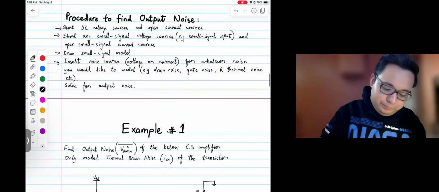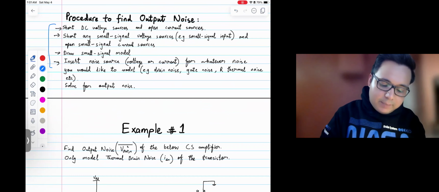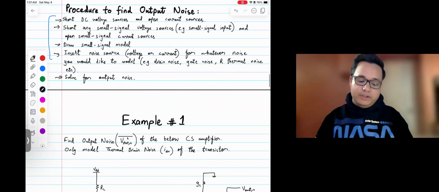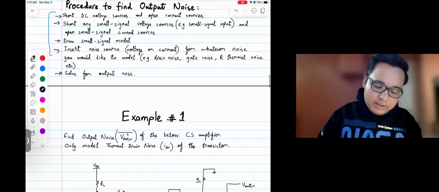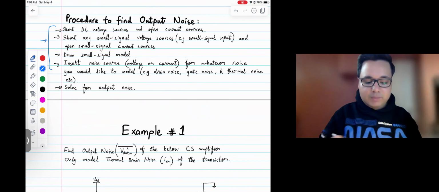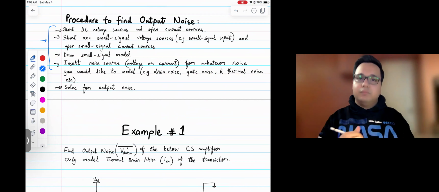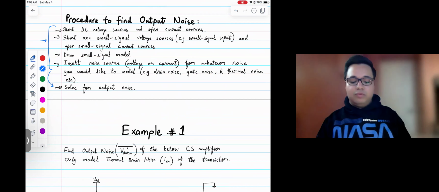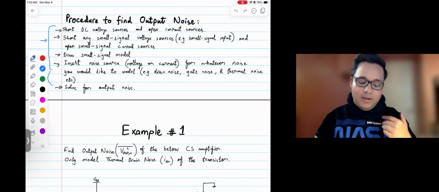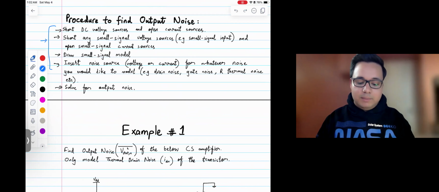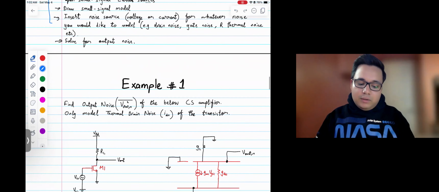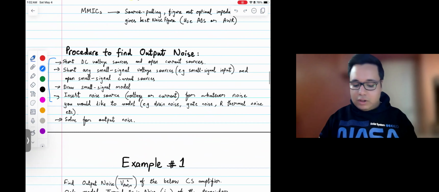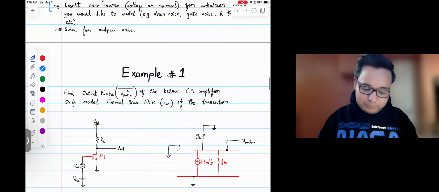All right, so after you do these 4 steps, the last step is to solve for the output noise. And by the way, these steps in blue don't have to be in this particular order. The point is to just execute all these 4 steps before you solve for the output noise. So that's how you can interpret this procedure. All right, so let's look at some examples to see how we can follow these steps that we just talked about and find the output noise.